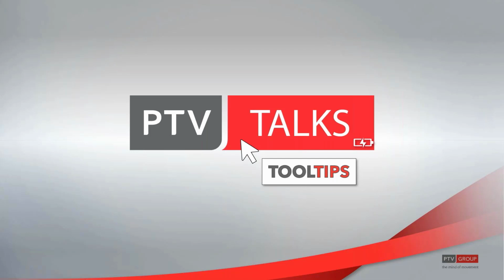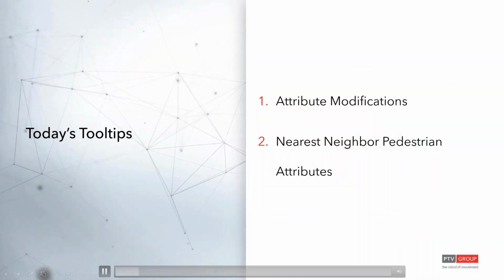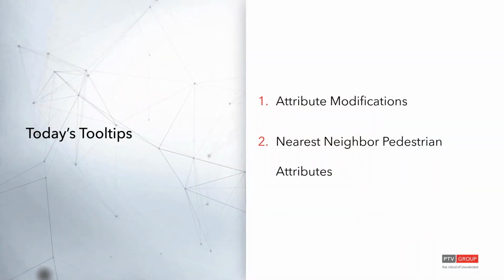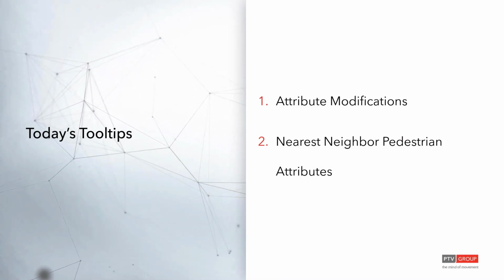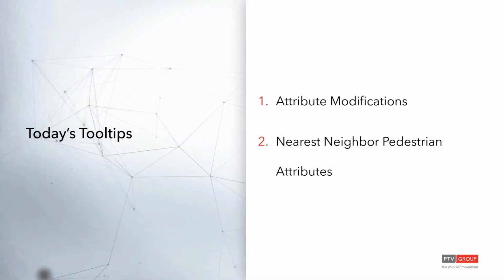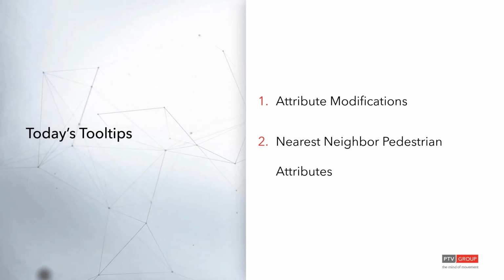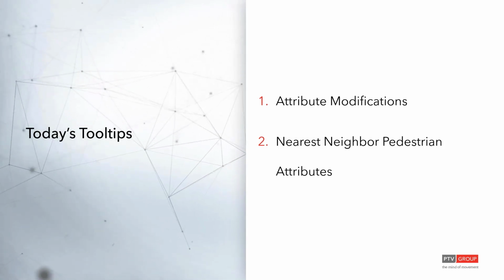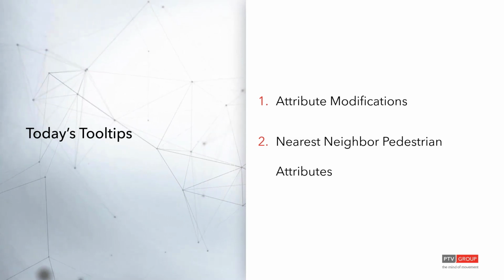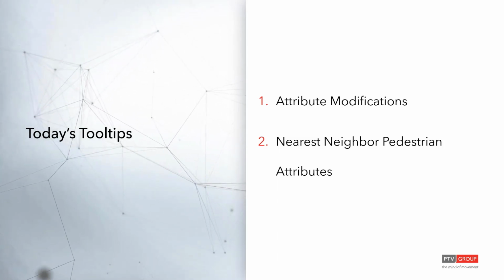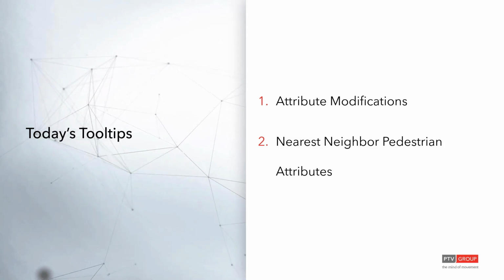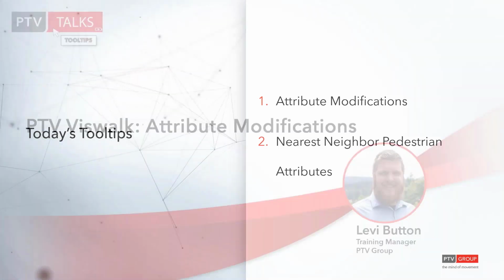We're going to go over some tool tips with Viswalk today. The two main things we're going to be talking about are attribute modifications, which are a new feature in Vissim 2021, as well as nearest neighbor pedestrian attributes, which are both attributes of the pedestrians in the network, as well as some evaluations that we can look at, and then how we can use those to look at some new ways or old ways of modeling in Viswalk.